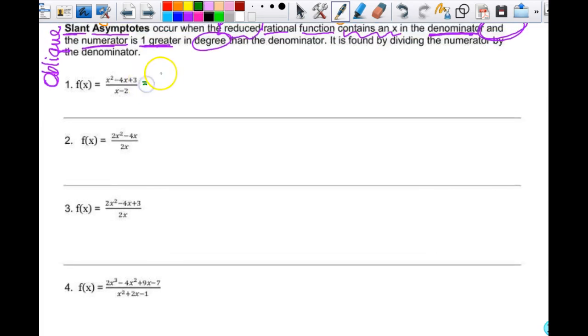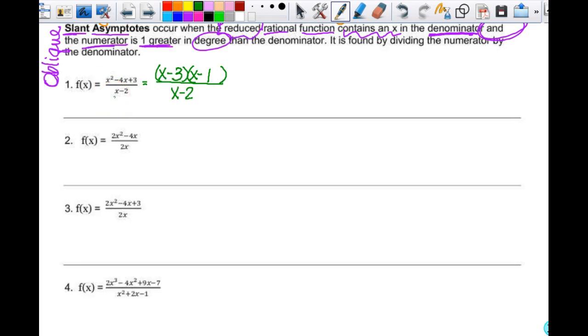So I'm going to try and factor the numerator here. Does the numerator factor? Yes. What do I get in the numerator when I factor it? x minus 3 and x minus 1. So I factored it. Nothing cancels out. So do I have any holes here? No, I do not. Okay, so this is my reduced form because I can't reduce it. There's an x in the denominator, and the numerator is 1 greater in degree, which means I'm going to have a slant asymptote.